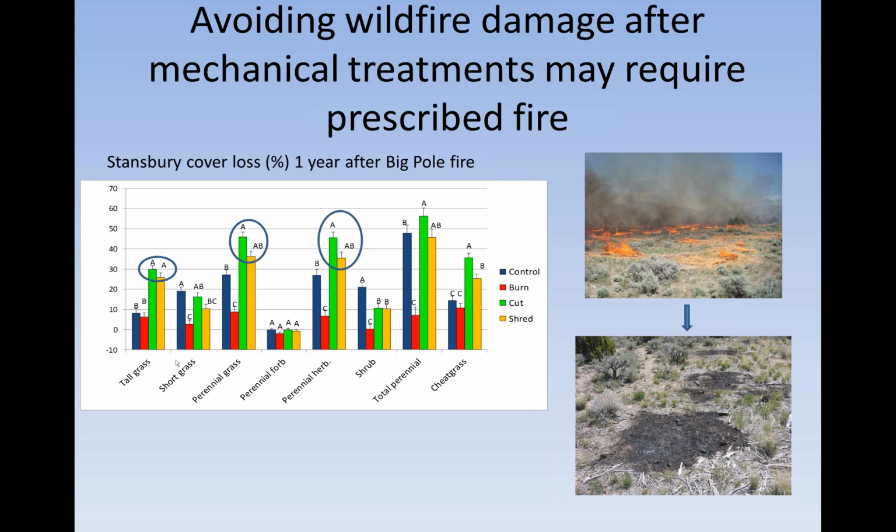Tallgrass, perennial grass, perennial herbaceous. Much less loss on the fire plots because you don't have as severe a burn. And also you get a greater loss of cheatgrass, but you know it wants to come back. So what some land managers are doing, and maybe some of you are doing this, is after mechanical treatment they'll go back in a cool season and do spot burning to reduce the fuels and subsequent incidents of fire.